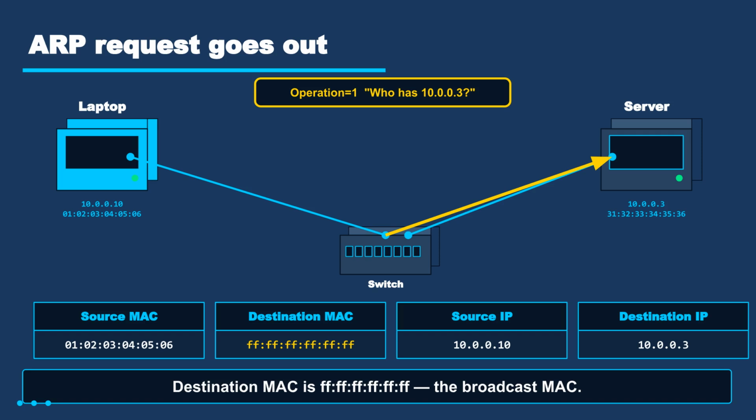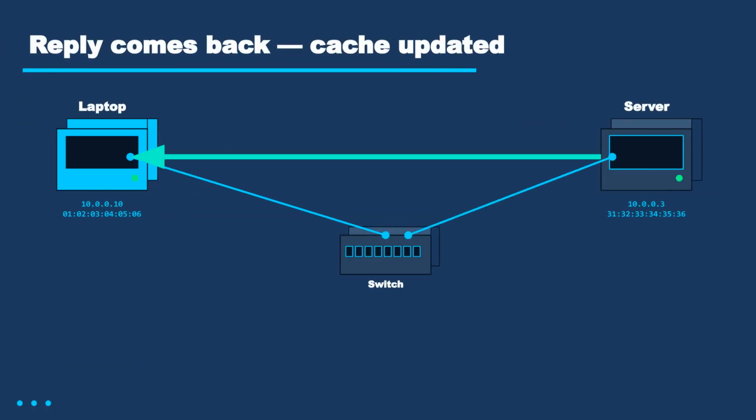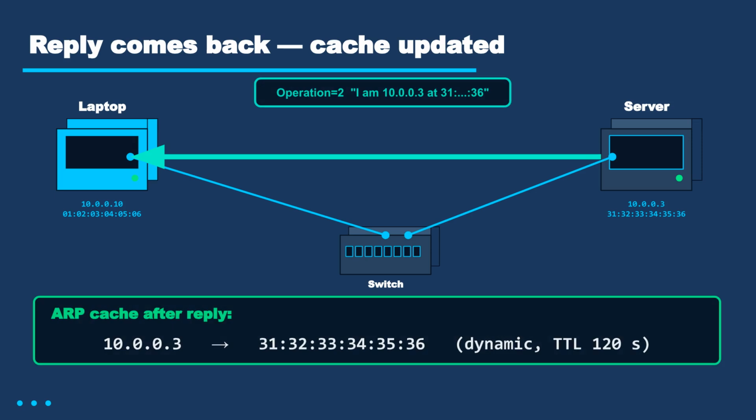Operation equals 1, asking, Who has 10.0.0.3? The server replies directly to the laptop. Operation equals 2 provides the MAC address. The laptop updates its cache, and now the original ping packet can be sent.